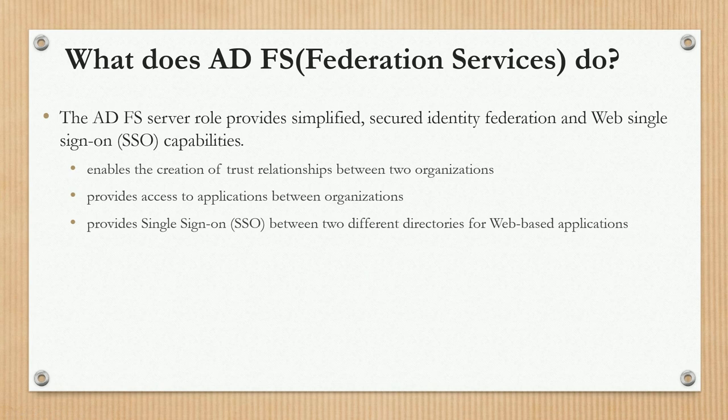That situation comes up when one company owns another company and you cannot change everything immediately. So you can use the federation service to build a trust relationship between both domains.